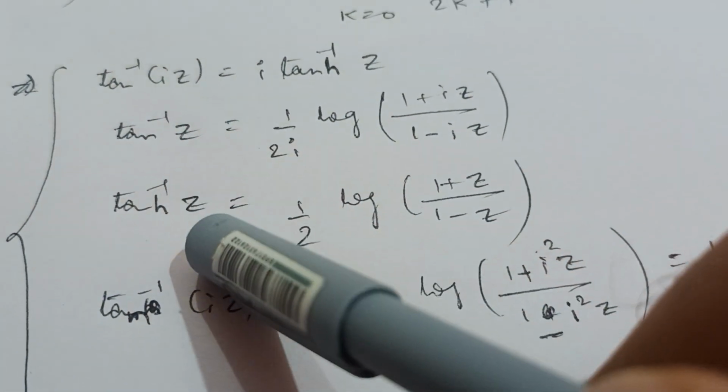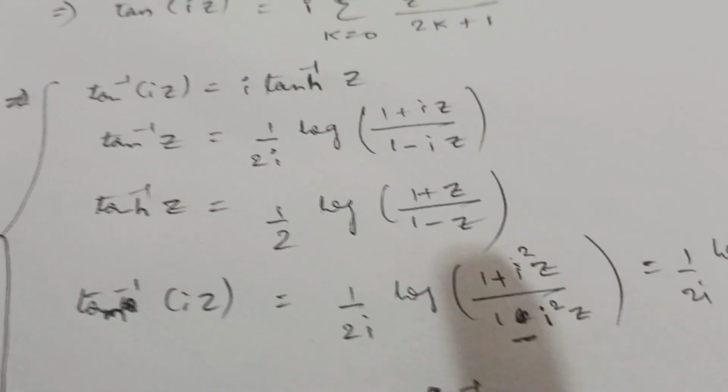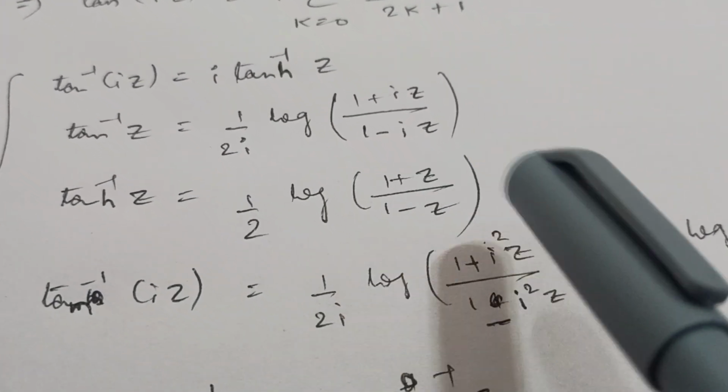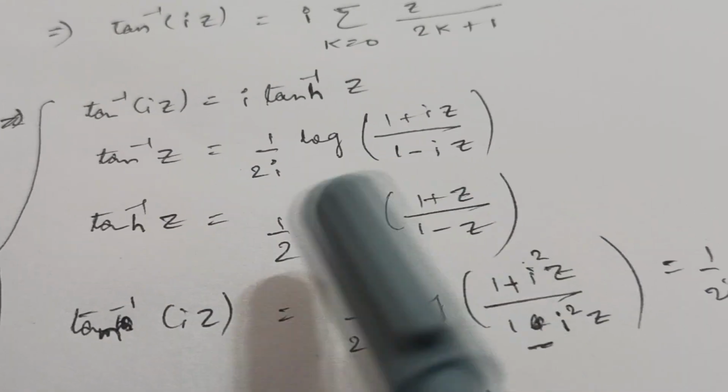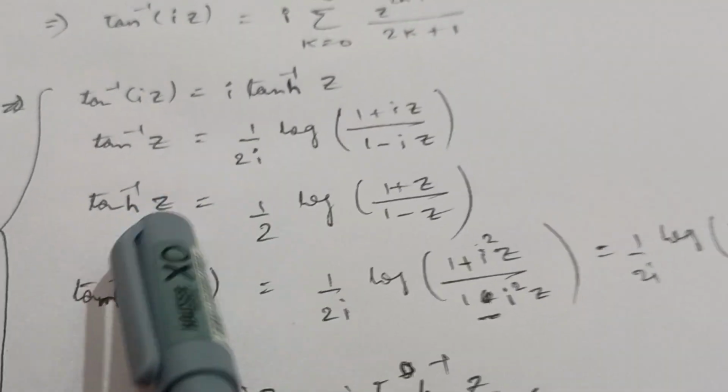So again, after tan inverse z, I will write the hyperbolic tan inverse z, which can be written as 1 upon 2 log of (1 plus z) upon (1 minus z). Just replace z with z. Okay, so this is for hyperbolic.